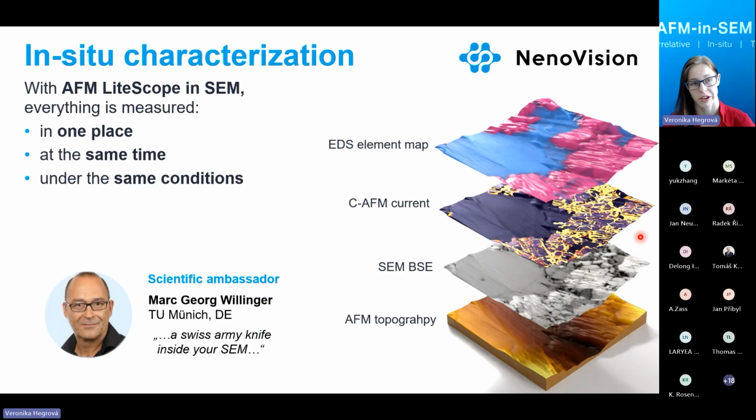In-situ characterization with LiteScope in the SEM chamber enables measurements in one place, at the same time, and under the same conditions. So there's no need to transfer the sample, and we are sure that there hasn't been any contamination or oxidation because of the transfer.